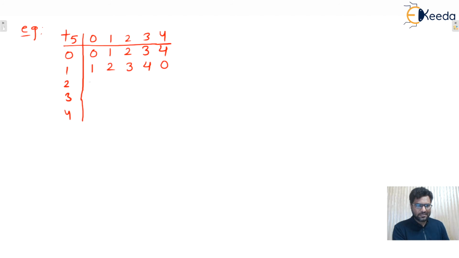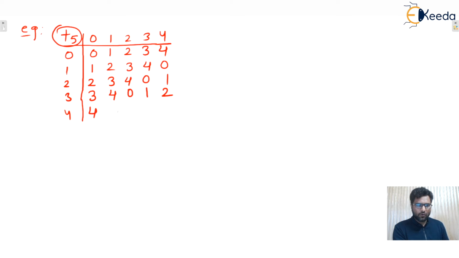Now you only tell me, let's say this is 2, this is 3, this is 4, this is 0, this is 1, this is 3. Next one, 3 plus 1 is 4, and 4 mod 5 is 4. 3 plus 2 is 5, and 5 mod 5 is 0. So that is addition modulo 5, nothing else. Just add and take the mod 5. So 3 plus 3 is 6, and 6 mod 5, the remainder will be 1. 3 plus 4 is 7, and 7 mod 5 will be 2.